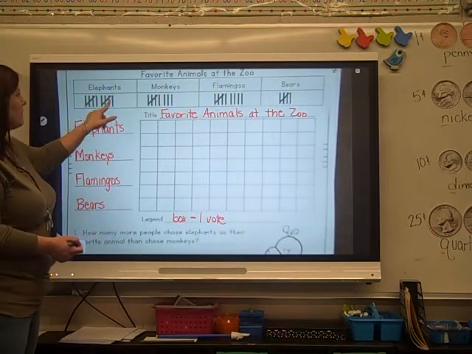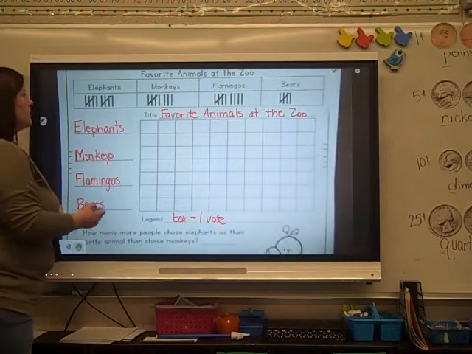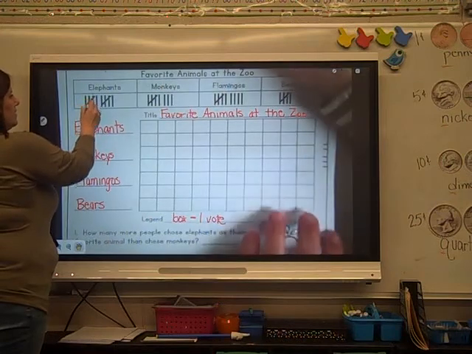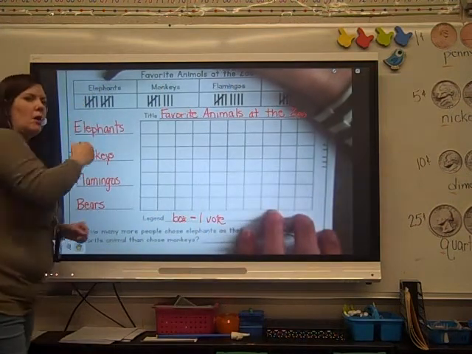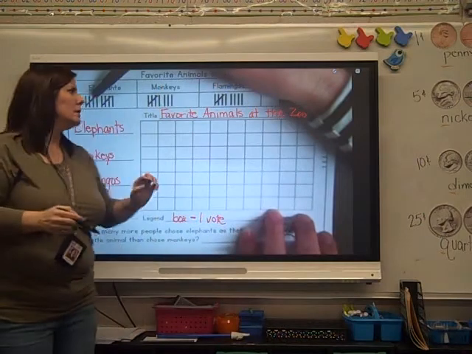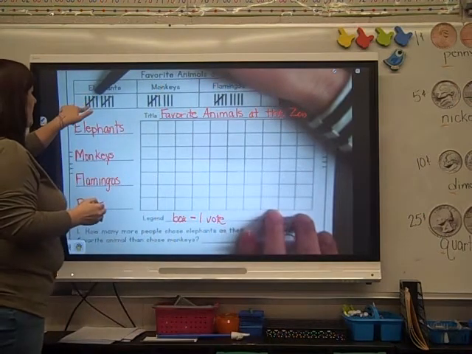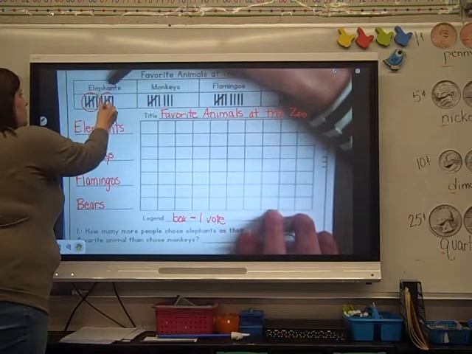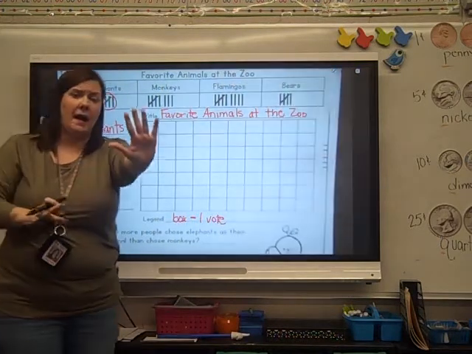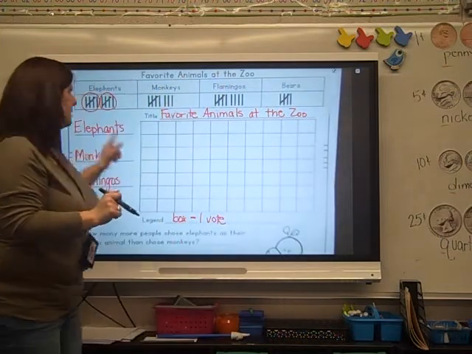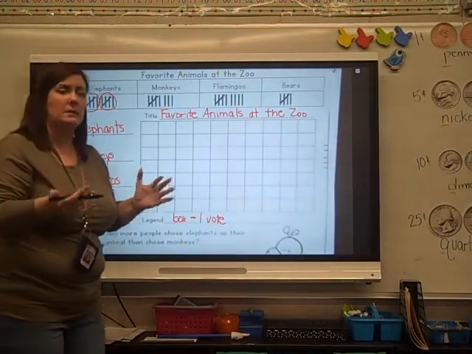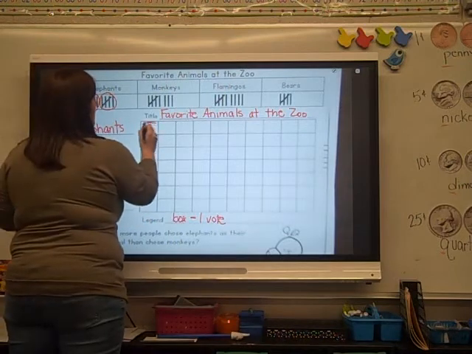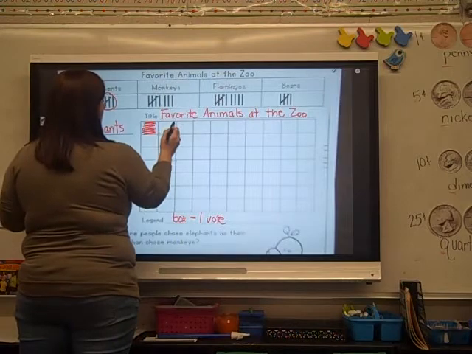So we've got to figure out how many votes did our elephant get. Now look, when we do tallies, we go 1, 2, 3, 4, cross 5. When you see that cross, it means 5. So look, there's a group of 5. See this right here? That's a group of 5, and that's a group of 5. So 5, 10. So how many votes did the elephant get? 10. So we have to color in 10 boxes, okay? Remember, do it real quick or get a crayon and do it quick.